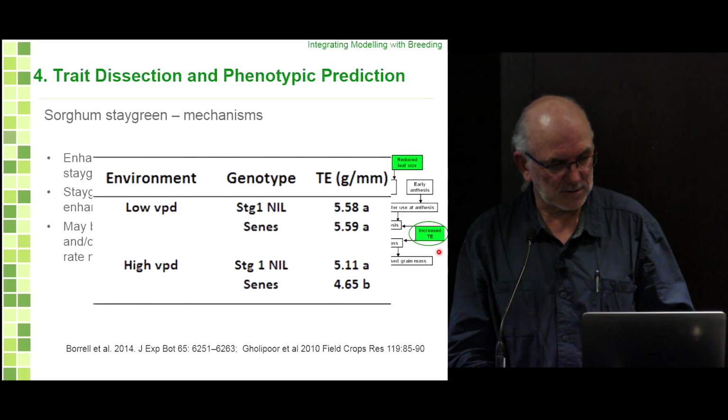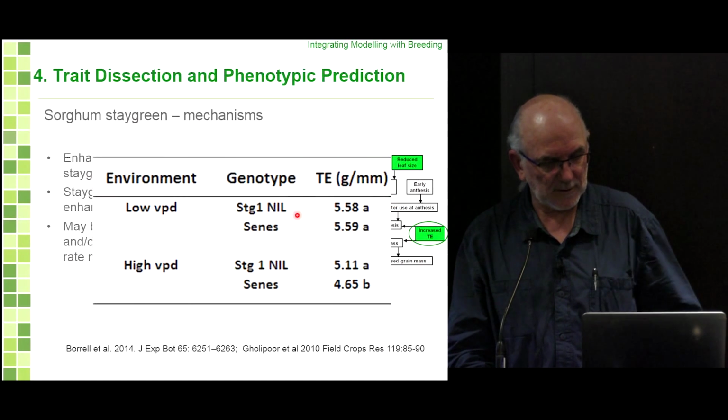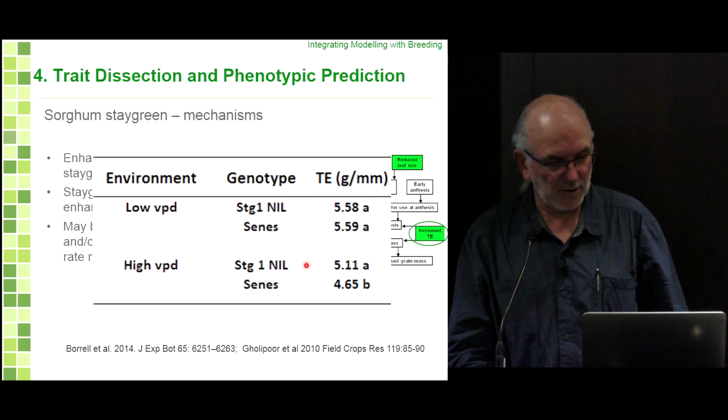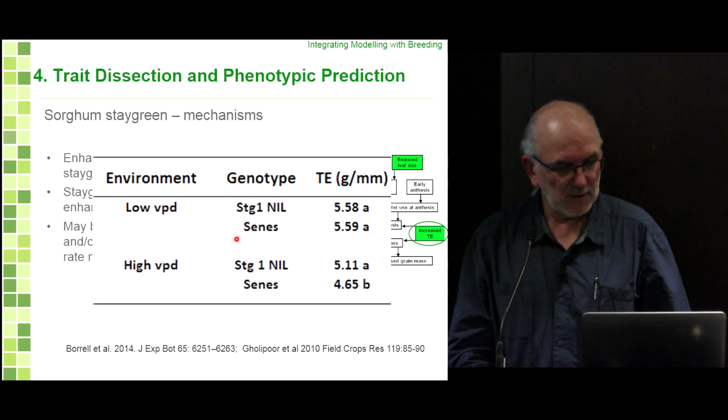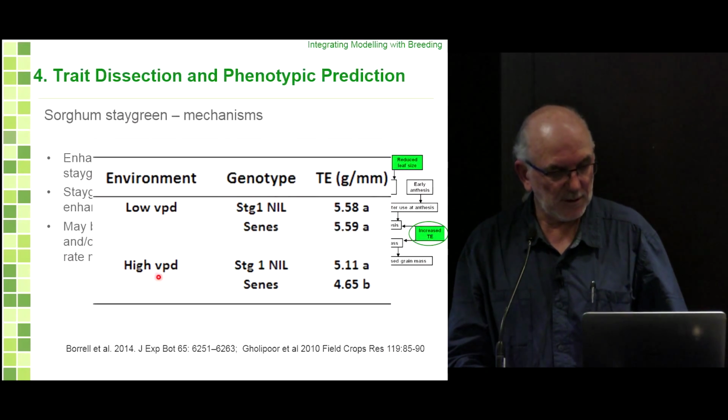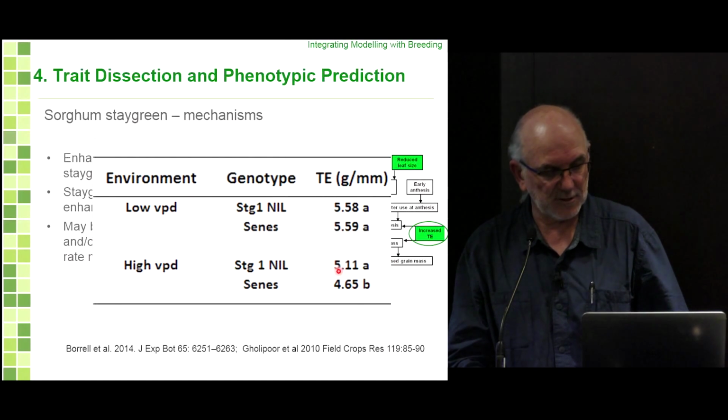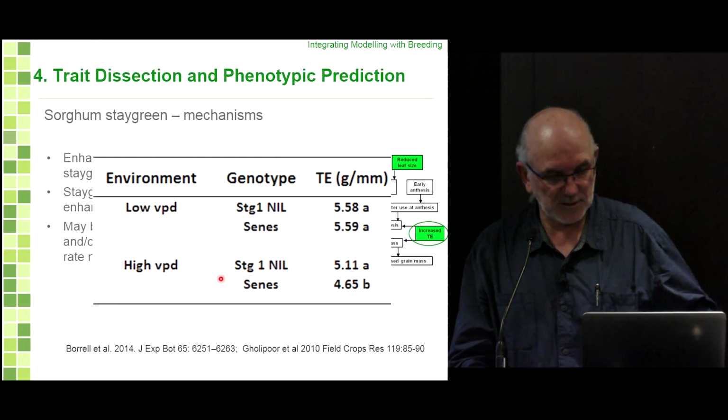And in this instance, if we looked at some of these stay green 1 introgressions, under the higher VPD environment, it tended to have a higher transpiration efficiency. So that's suggestive of this mechanism where this thing's slowing down its water use under these high demand conditions.